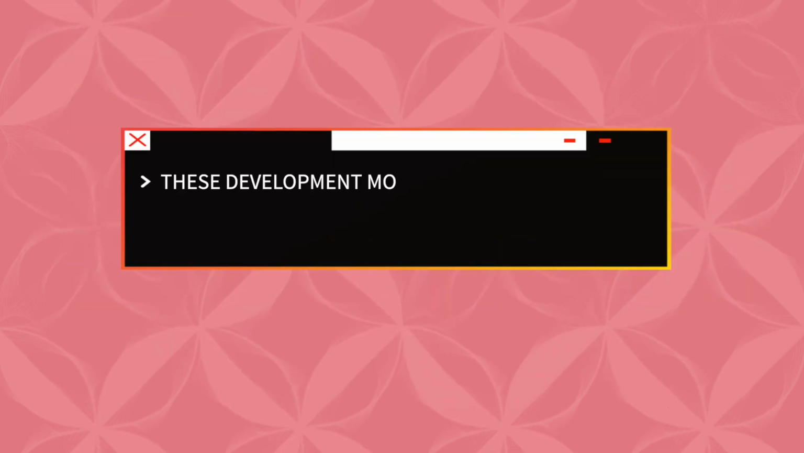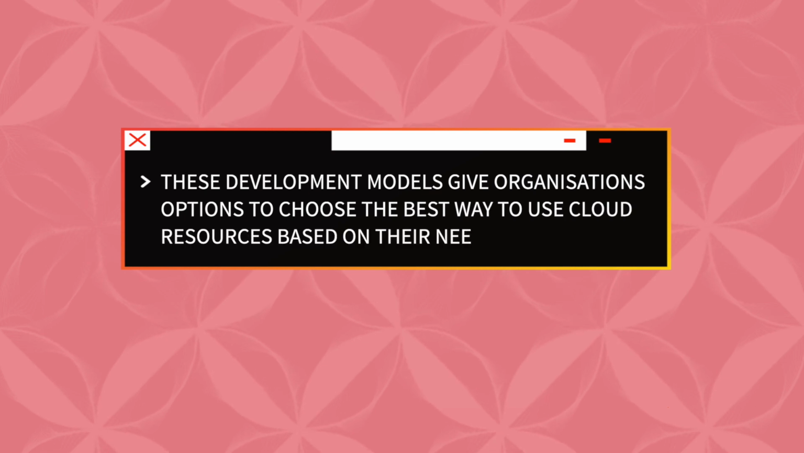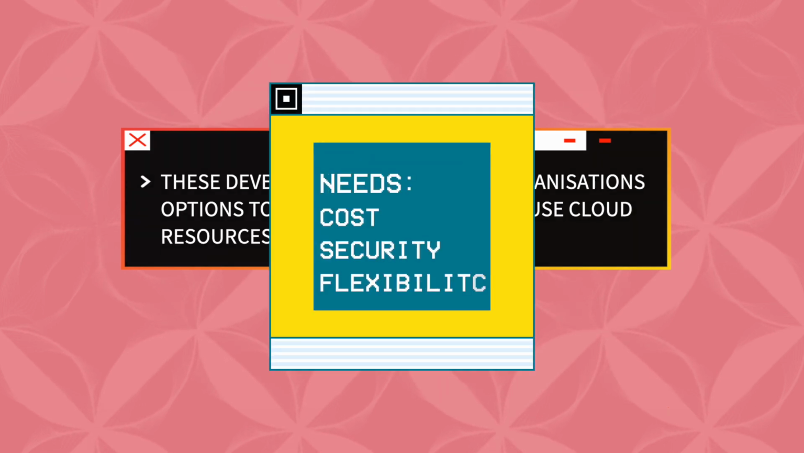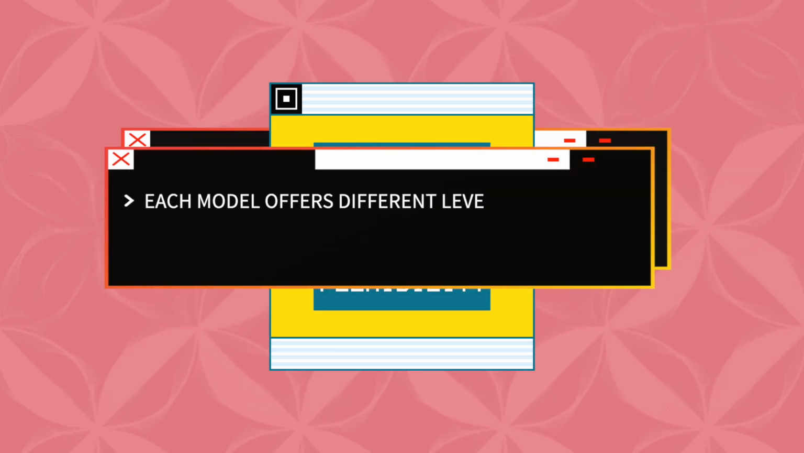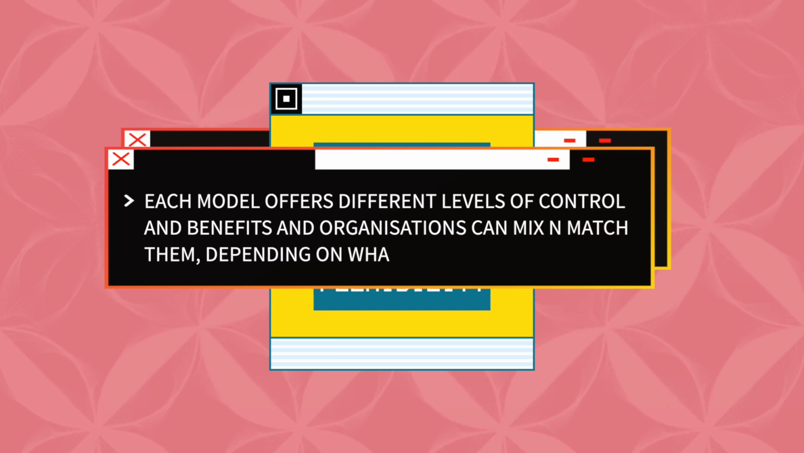These deployment models give organizations options to choose the best way to use cloud resources based on their needs like cost, security, and flexibility. Each model offers different levels of control and benefits, and organizations can mix and match them depending on what works best for them.